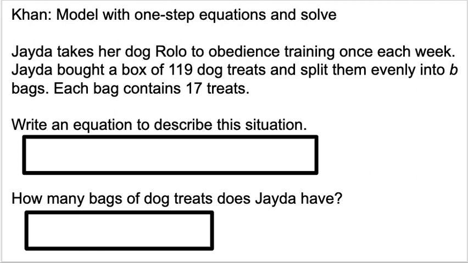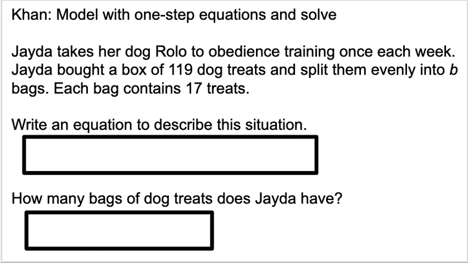Jayda takes her dog Rolo to obedience training once each week. Jayda bought a box of 119 dog treats and split them evenly into B bags. Each bag contains 17 treats. So let's look at some of the key things here. On Khan, remember you can highlight things. There's a writing tool, so you can go and highlight.